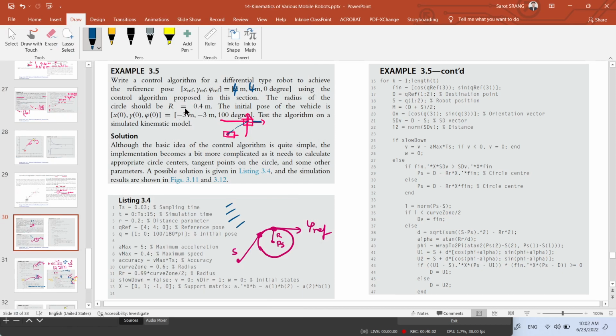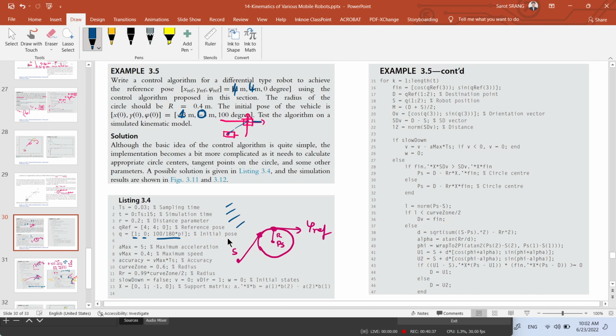So actually here there is a mistake in the code for the reference. x is 4 meter, y is 4 meter, and the initial position is 1, 0, and 100 degree. Okay, so not like this one. So this one is 0, this one is 0, this one is 100 degree. That's fine. All right.